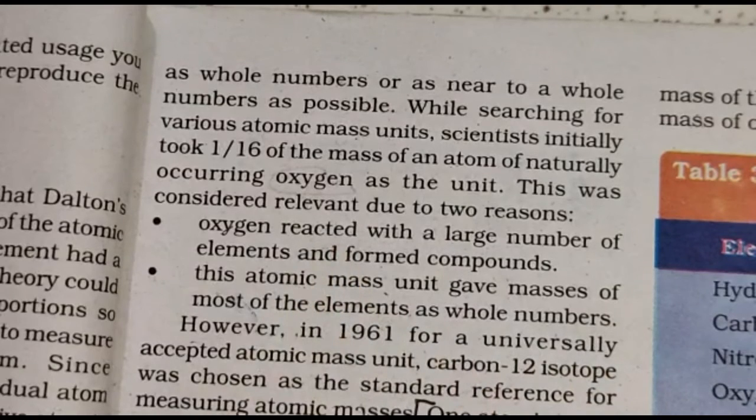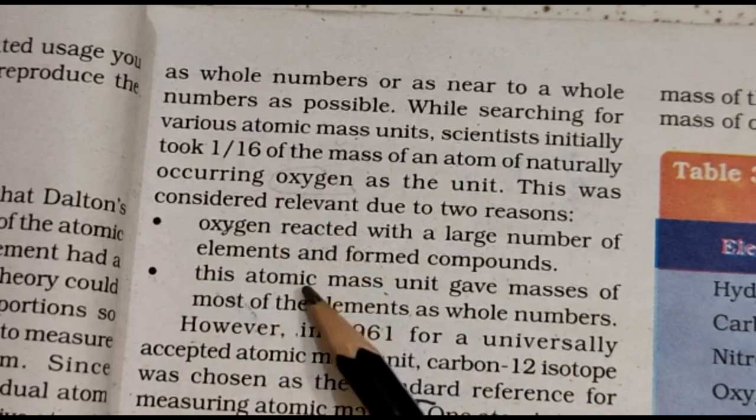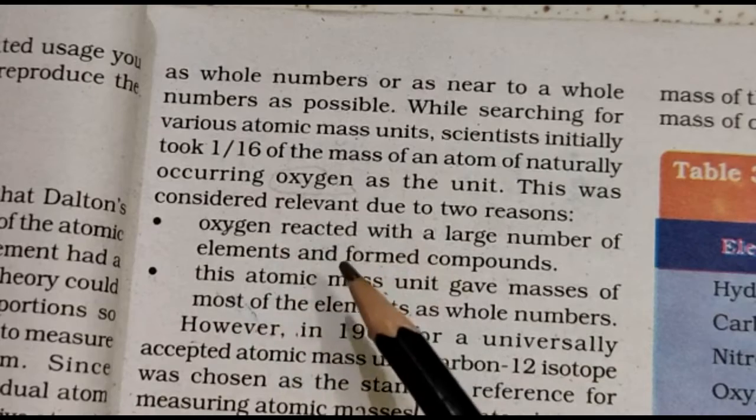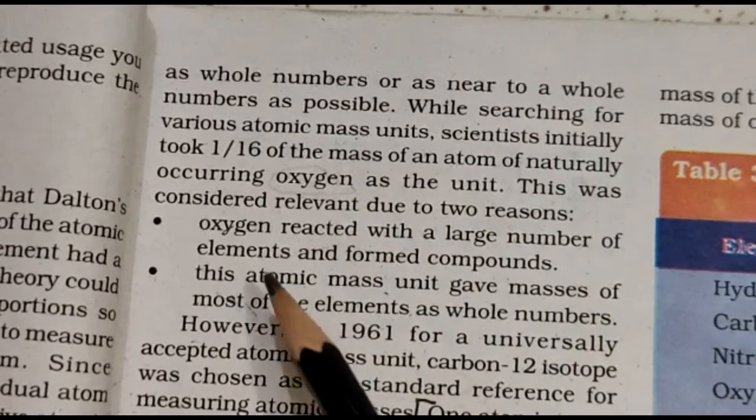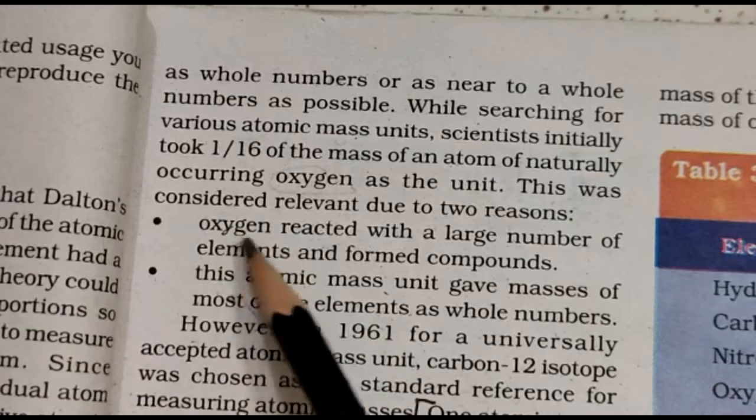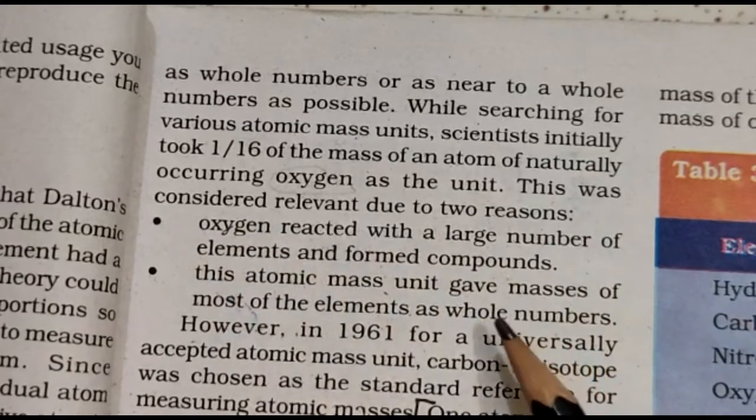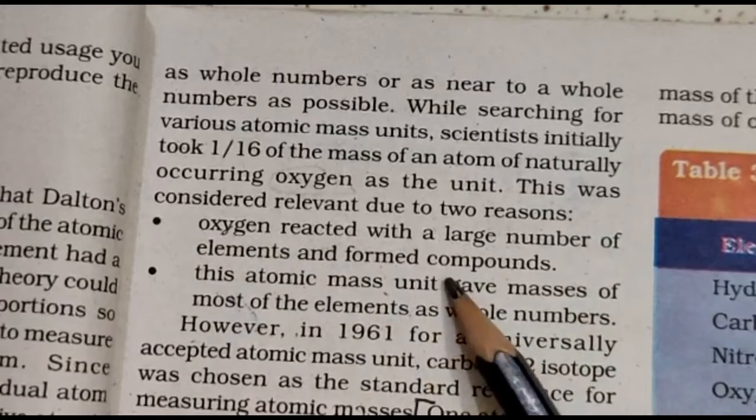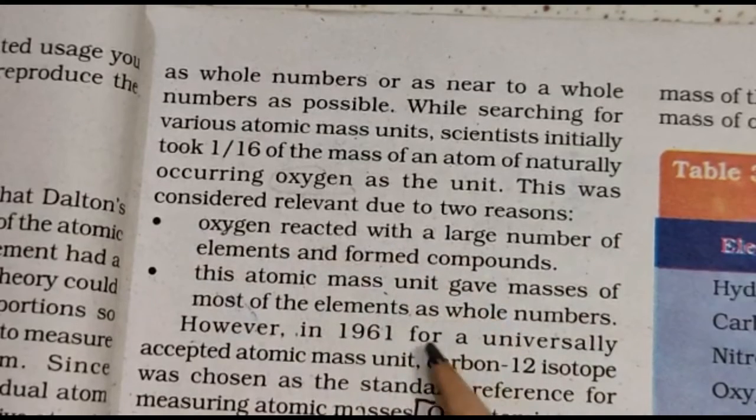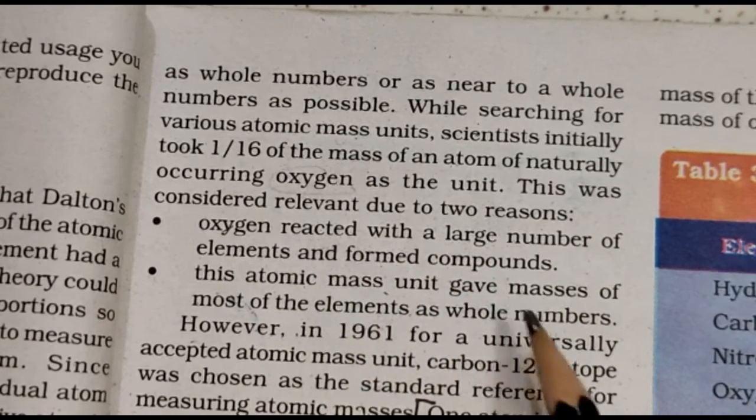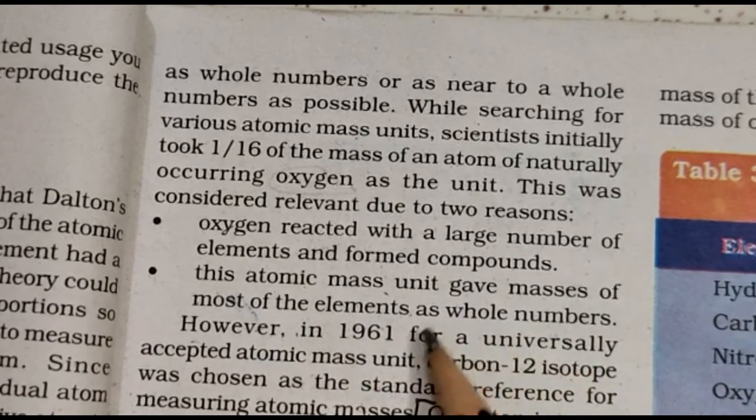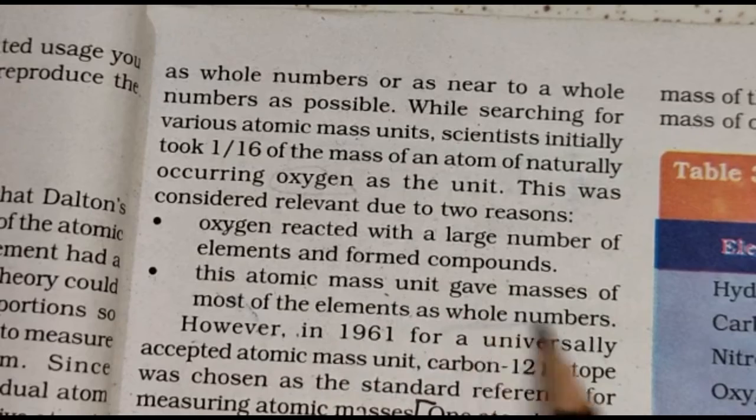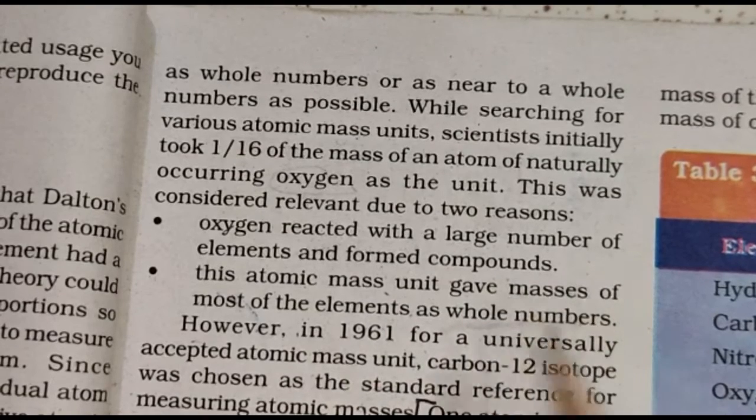As I told you, we can find the relative atomic mass for those atoms with which oxygen can combine. At that time oxygen was combining with a large number of elements and forming compounds. So on the basis of that, most of the elements' atomic masses were identified. Clear? And these atomic masses were whole numbers.